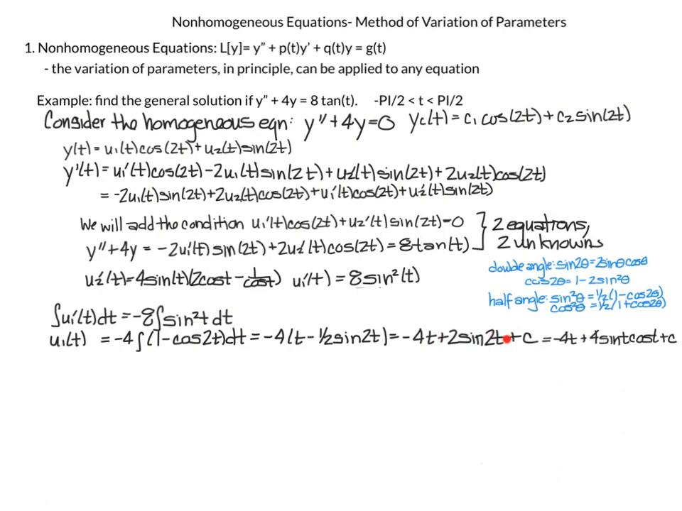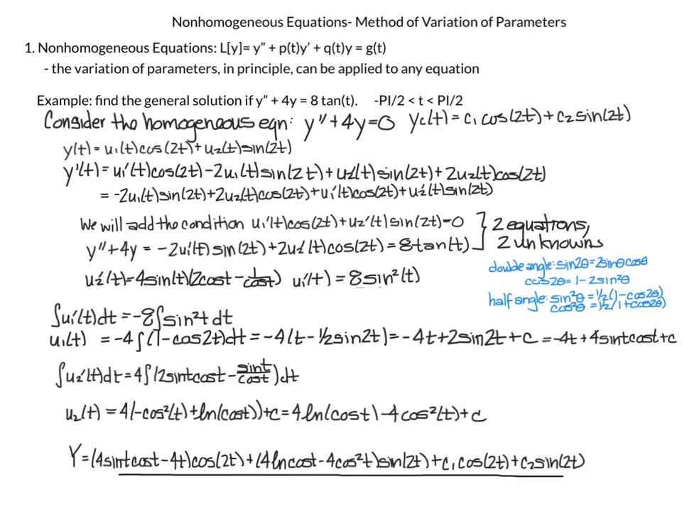And then using my double angle formula, which is an extra step you don't have to do, but just in case you're checking your answers, I have this in two forms, converting my sine 2t into sine cosine. So either of these would be acceptable as an answer for u1 of t.